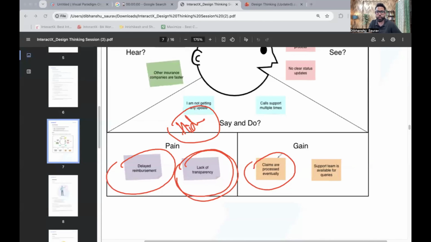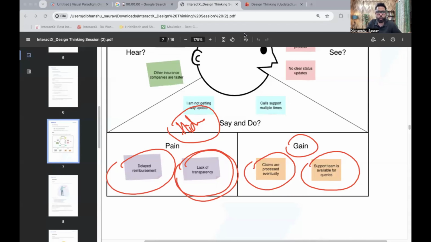Claim are processed eventually, support team is available for it. I mean, in case that is working in their favor, because we are not saying that every claim you are going through is going to get rejected. It can take 3 weeks, it can take 4 weeks, it can take 2 months, but maybe they will try to reimburse, is what the problem statement is.